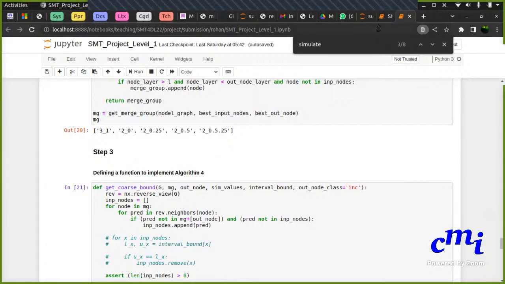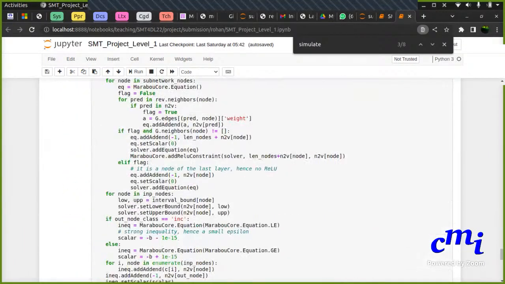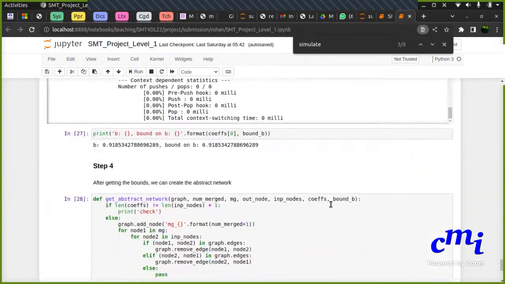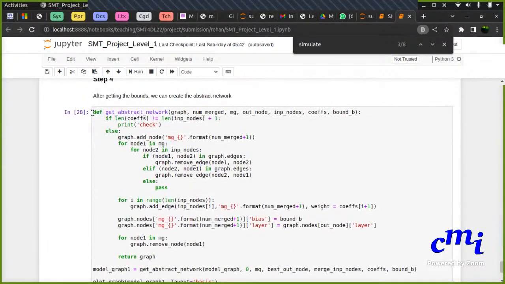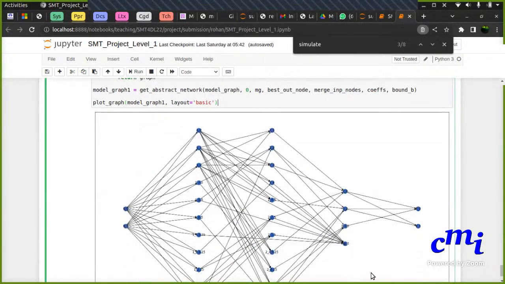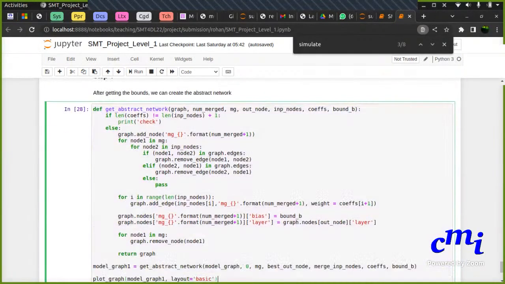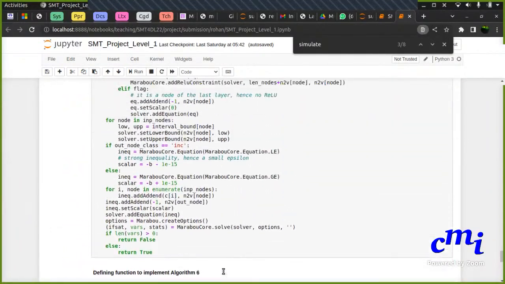And then the other bit that needs to be done for this implementation is not just step 3, but also, after the end of step 3, there is this thing which will be get abstract network, right? Which is actually getting the merged network after one merge. This code should also be written. The one where the merged subgraph is replaced by one neuron, the merged neuron. But before that, there is this Marabou encoding. Okay, that is what I'm including inside step 3.